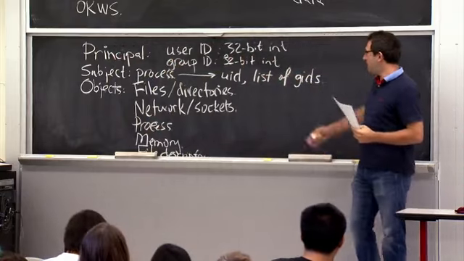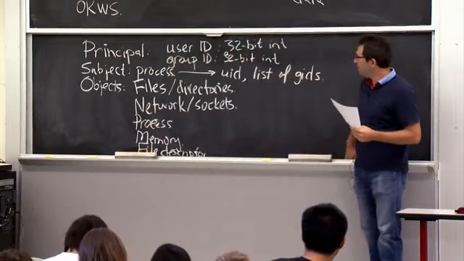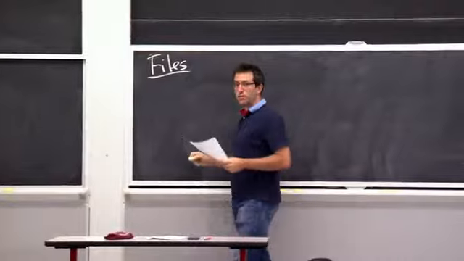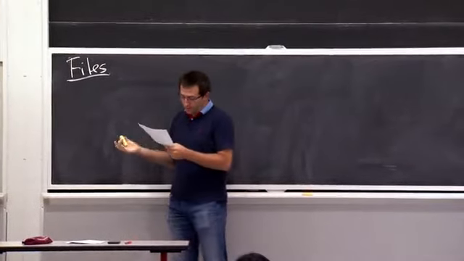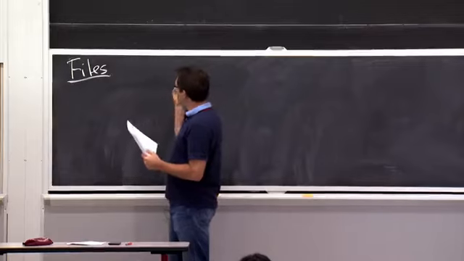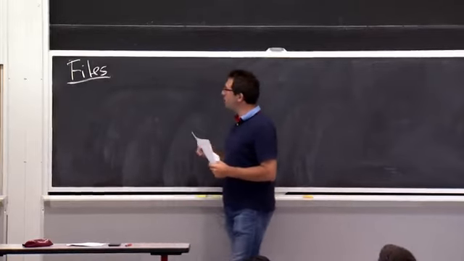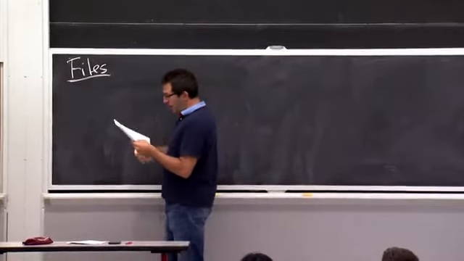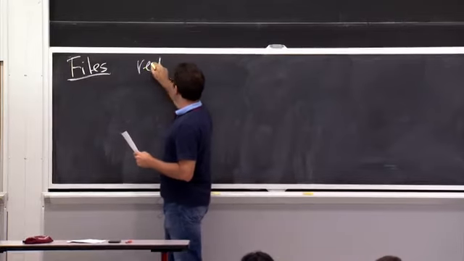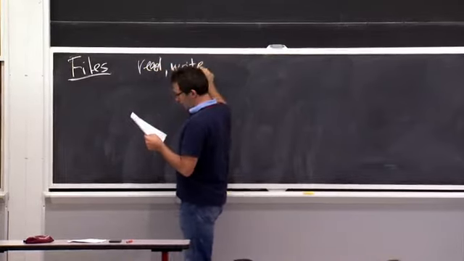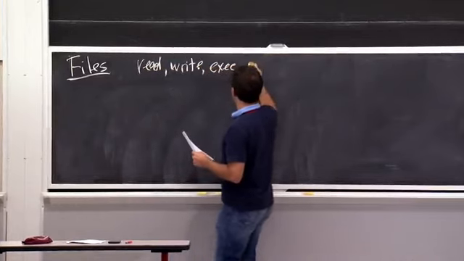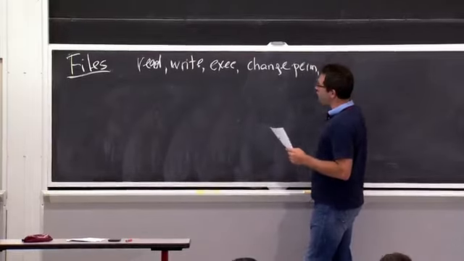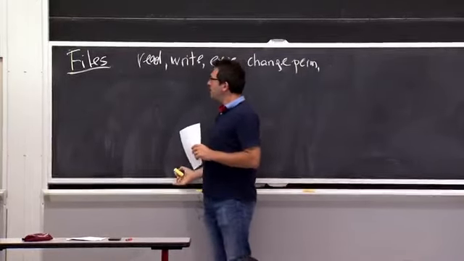So now let's talk about files, directories, and other kinds of objects. What happens with files? How do Unix permissions for files work? Well, maybe a better way to start is to think of what operations we care about. For files, things are relatively straightforward. You probably care about read, write, maybe things like execute as well, change permissions, maybe change other security properties.